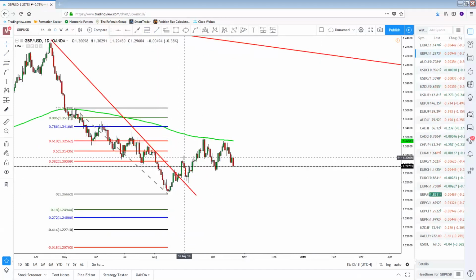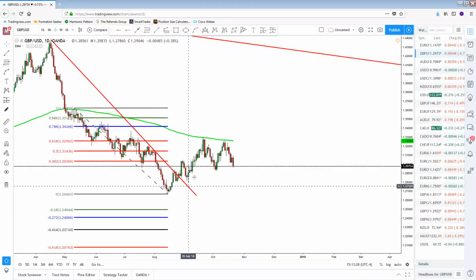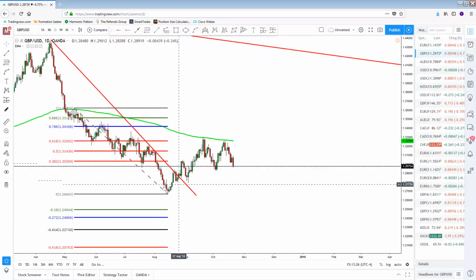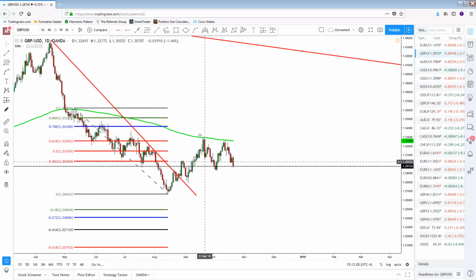So it broke above, came back and retested, and then it broke above again. So it made higher highs and higher lows. So that's why I bought this market.